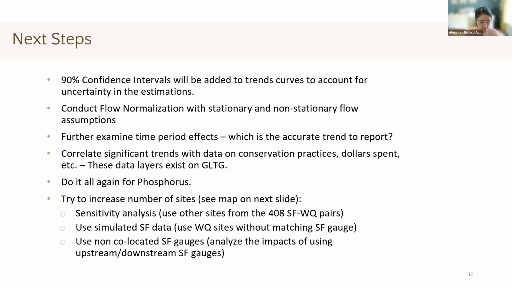One thing we also want to do for nitrogen is to try to increase the number of sites by using some of the sites that don't comply with all the requirements. For example, sites that have maybe 60% of quarterly coverage instead of 70%. We also want to use simulated streamflow data instead of observed streamflow data. And we want to use non-collocated streamflow gauges. For example, a streamflow gauge that can be a few meters or kilometers downstream. Of course, we need to analyze what the impacts are before adding those sites.